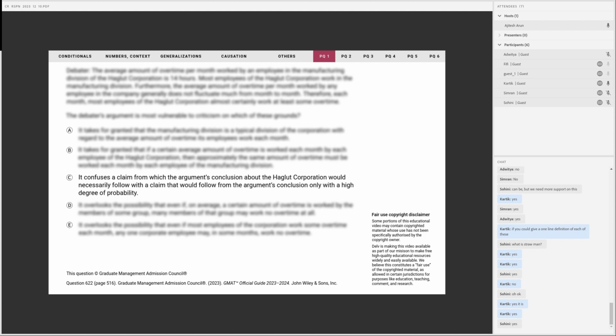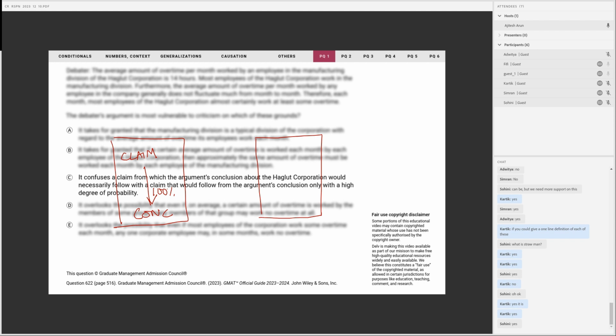In the first one, the direction is reversed. So, as you correctly pointed out, let's make two boxes over here. The first box is for a claim from which the argument's conclusion would necessarily follow. When we say a claim from which the conclusion would follow, we're looking at it like this: conclusion, claim. Because it says necessarily follow, I'm going to put 100% over here. So the conclusion follows from the claim.